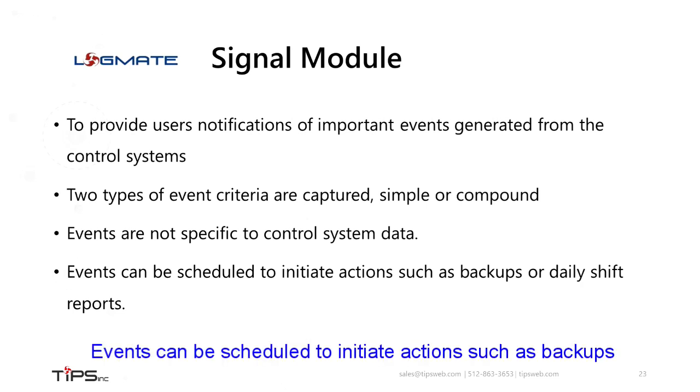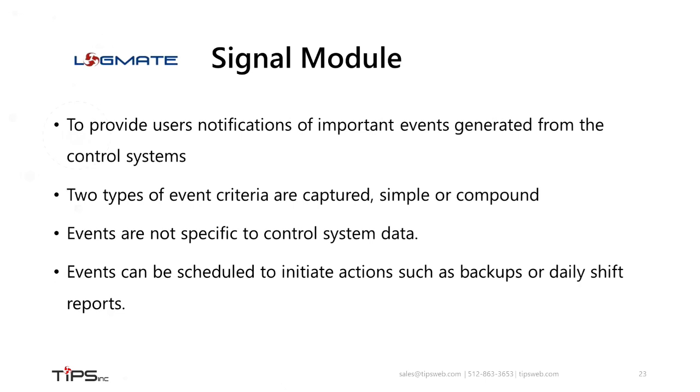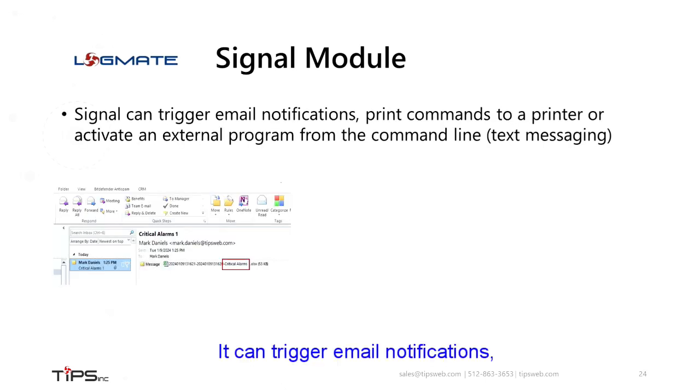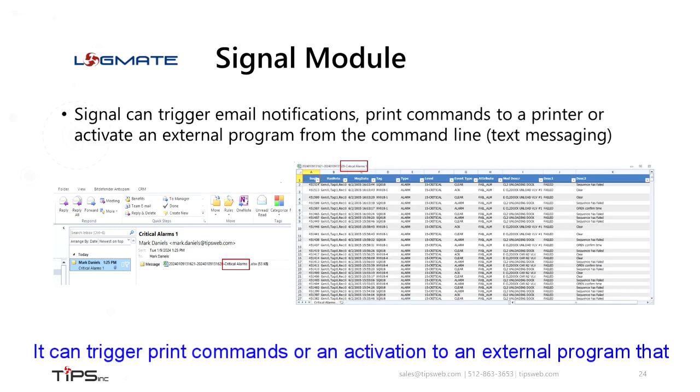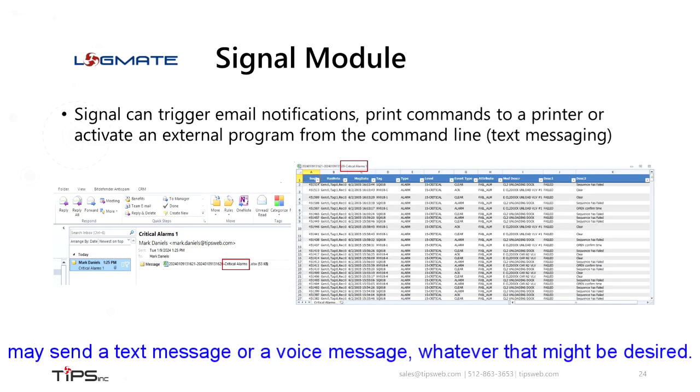Events can be scheduled to initiate actions, such as backups or shift reports. As mentioned earlier, it can trigger email notifications, such as this critical alarm list. It can trigger print commands or an activation to an external program that may send a text message or a voice message, whatever that might be desired.